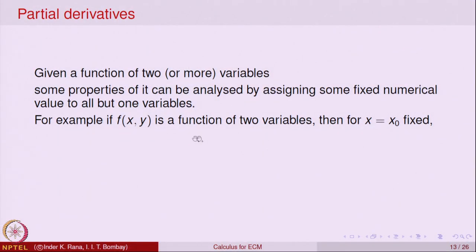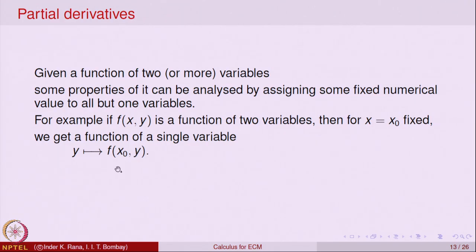So, let us start looking at f, a function of two variables f(x, y). Let us fix the variable x as x = x naught. So, the value of the variable x is fixed with x = x naught. So, we are going to calculate f(x naught, y) for all y. So, x naught is fixed, only y is changing. So, this becomes a function of one variable y going to f(x naught, y). So, this becomes a function of a single variable.